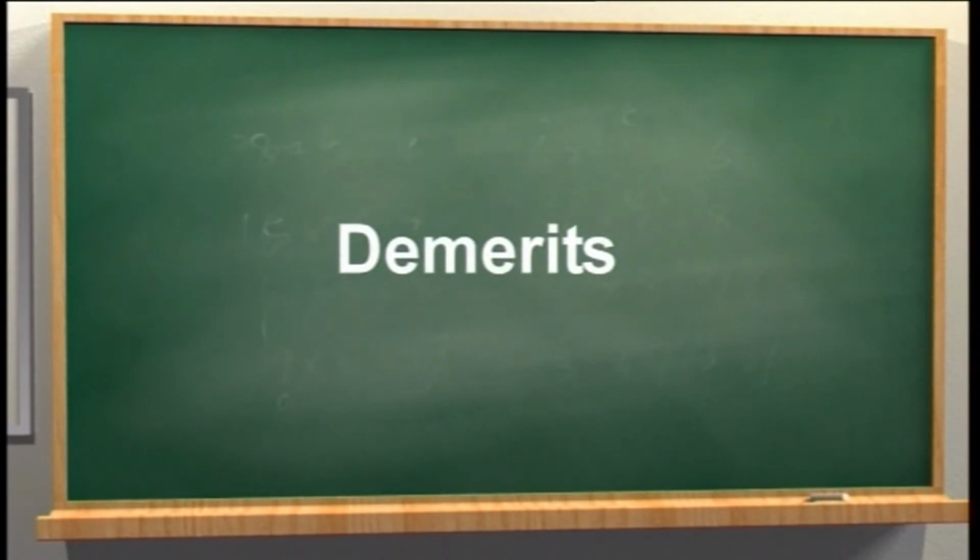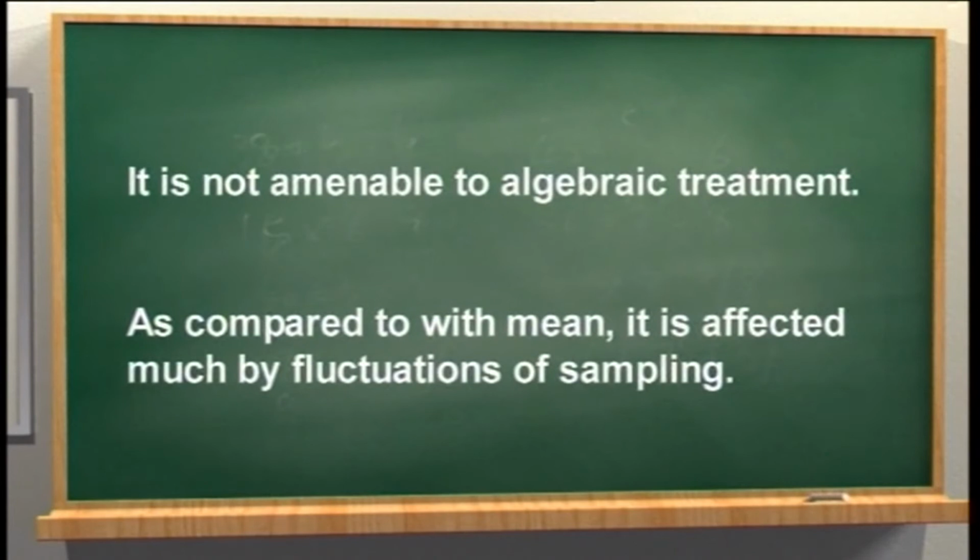With regard to demerits, in the case of an even number of observations, the median cannot be determined exactly. We merely estimate it by taking the mean of the two middle terms. It is not amenable to algebraic treatment as compared to the mean. It is affected much by fluctuations of sampling.